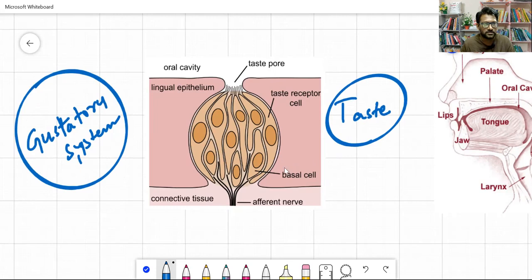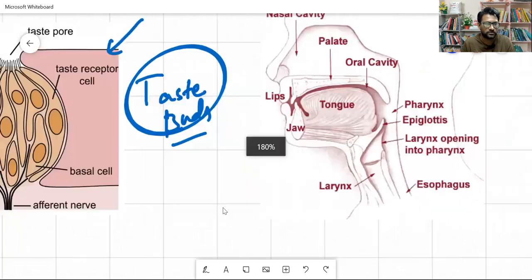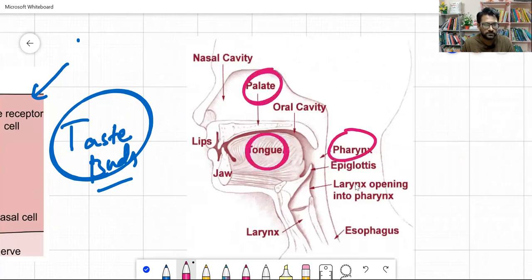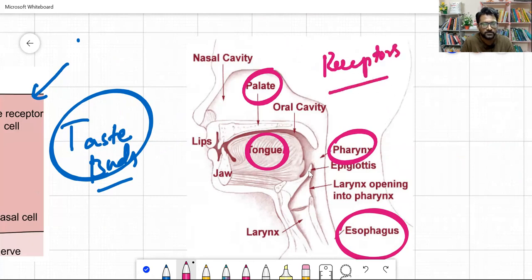And there are specialized cells in the gustatory system that are located on the tongue. So if you consider this as a tongue, they are called taste buds, located in the tongue. If you see the cross section of the mouth, the oral cavity, we have the palate, tongue, pharynx, and esophagus, which contain these sensory receptors, receptors which help in the perception of different flavors.